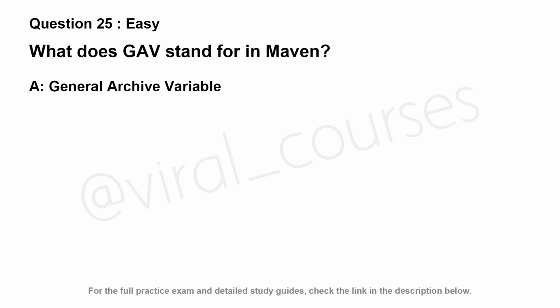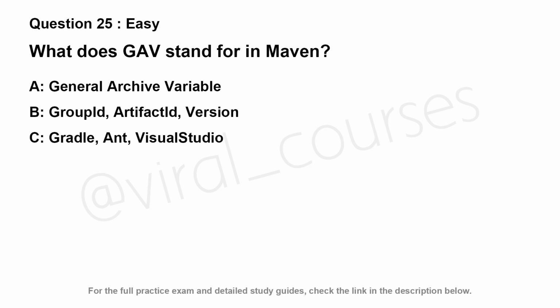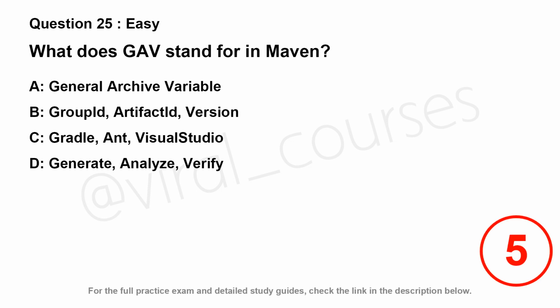What does GAV stand for in Maven? Option A. General Archive Variable. Option B. Group ID, Artifact ID, Version. Option C. Gradle, Ant, Visual Studio. Option D. Generate, Analyze, Verify.